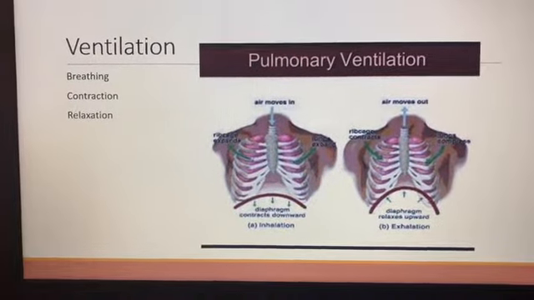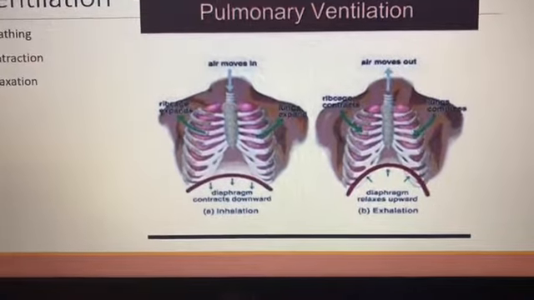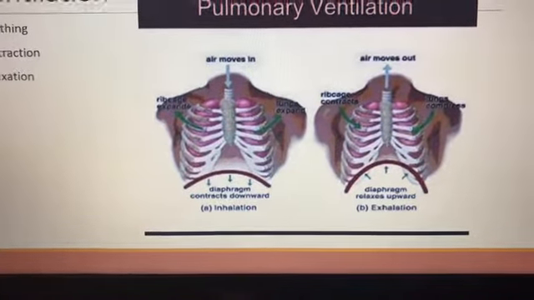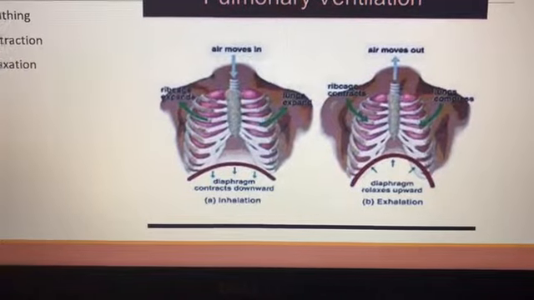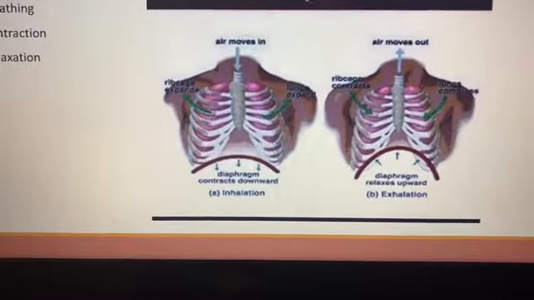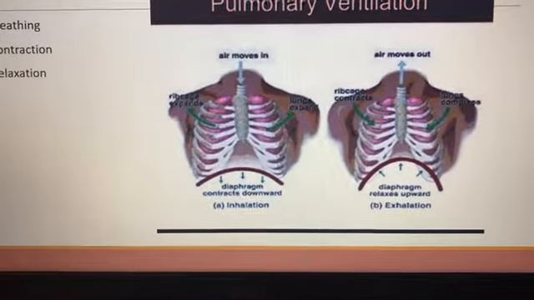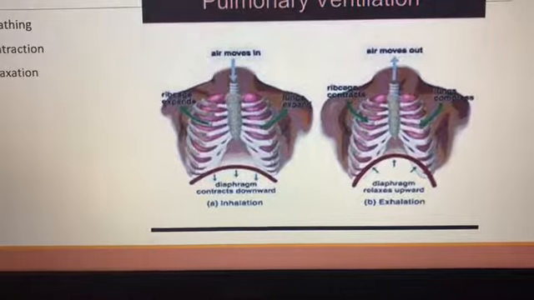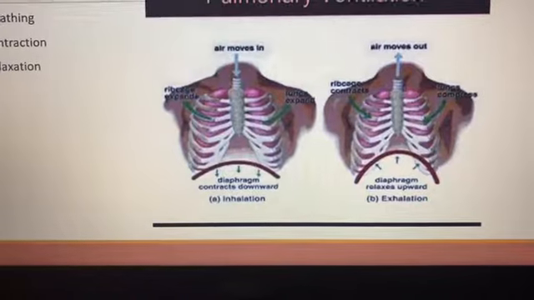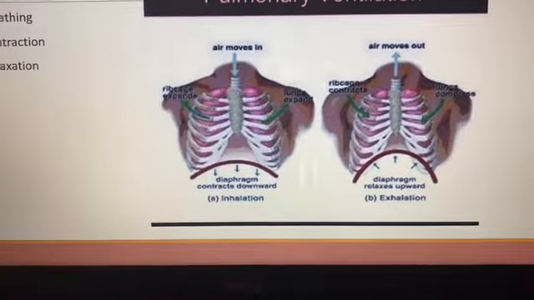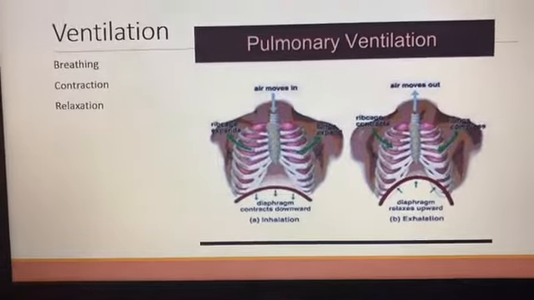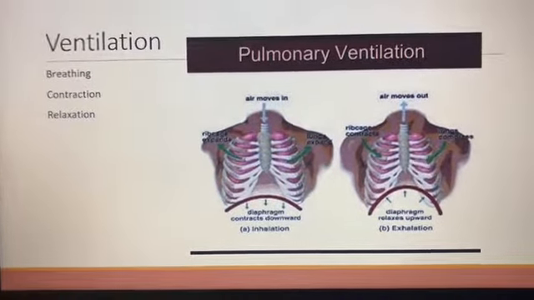As you can see in this picture, it's showing the diaphragm. When the air moves in, the diaphragm contracts and you're inhaling. Your diaphragm contracts, your ribs expand, and your lungs expand. And then once you exhale, the air moves out, your diaphragm relaxes and goes back up, your ribs contract and your lungs compress. So that's an example of the two, so you can compare and contrast.